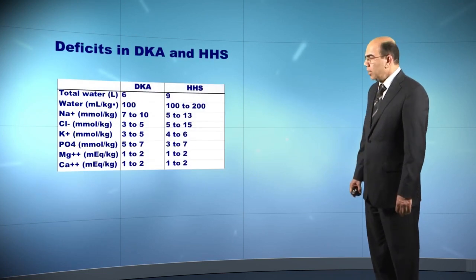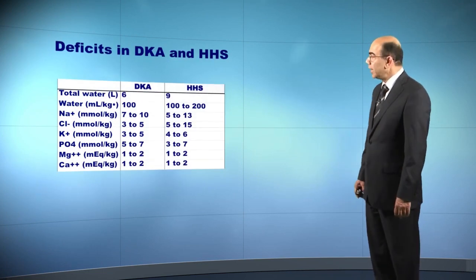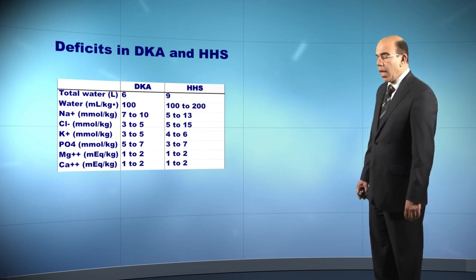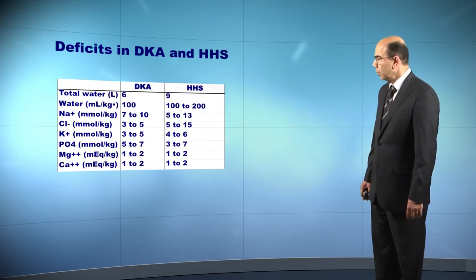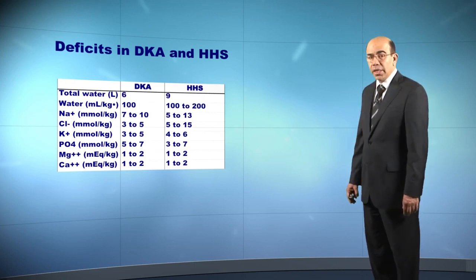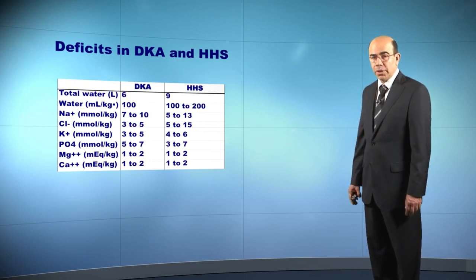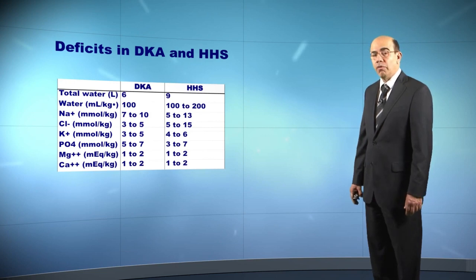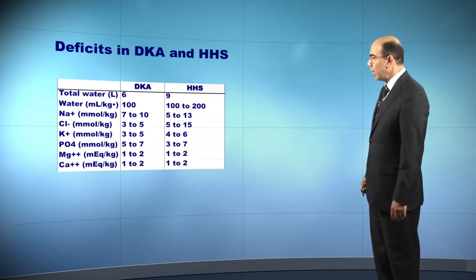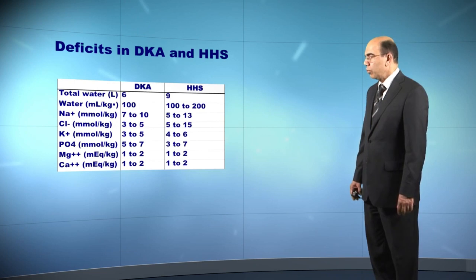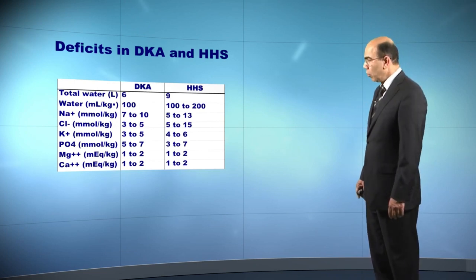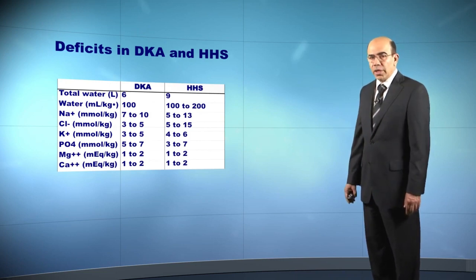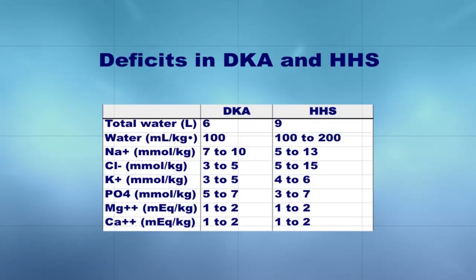Here are the estimated deficits in both DKA and HHS. A patient will lose between 6 and 9 liters of water. As I mentioned earlier, 300 to 600 milliequivalents of potassium, and about 7 to 10 millimoles of sodium per kilogram body weight. And the others are also lost, although their significance is not as great as that of potassium and sodium.